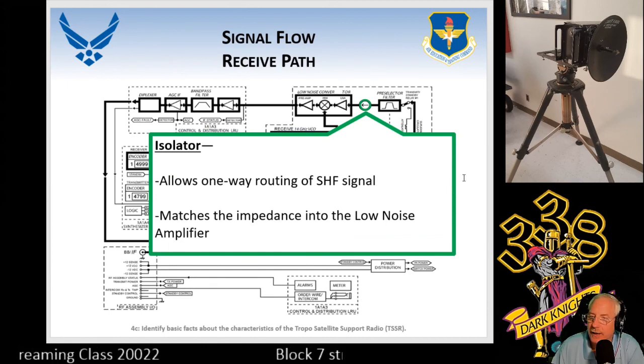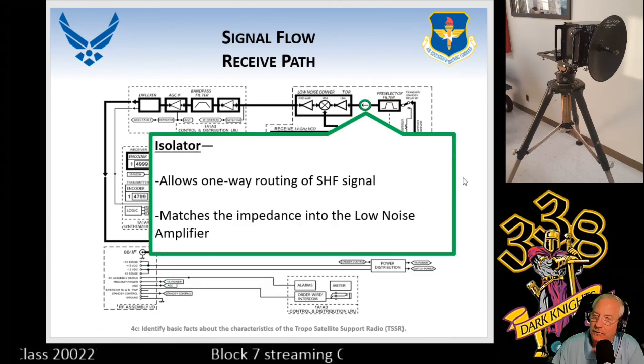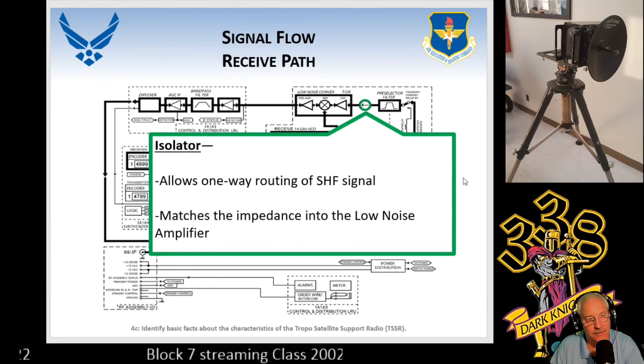We're going to go through an isolator. Again, we have 2 devices, the pre-selector and the isolator, where the branch assembly is. No power whatsoever, just utilizing the passive devices. So you saw the transmit side of the branch assembly. This is the receive side for the branch assembly.